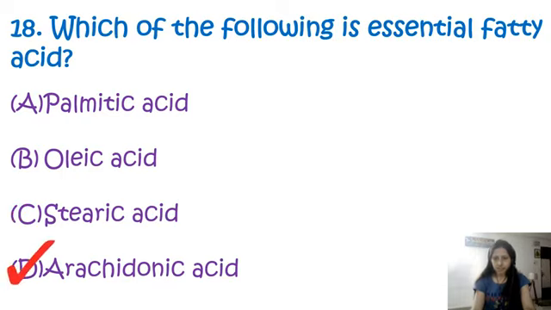So we discussed in the slides, a few slides before, what essential fatty acids are. Essential fatty acids are those fatty acids that cannot be synthesized by our body and must be obtained through our diet. So this arachidonic acid is an omega 6 fatty acid that plays an important role in various physiological processes. So option number D will be my correct option.